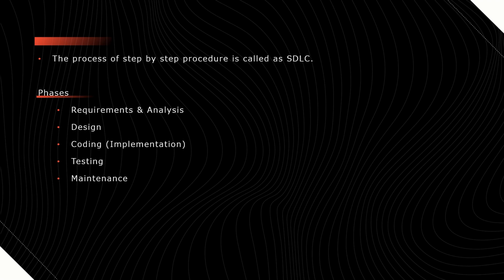In this, we have the following important phases, where each phase performs well-defined tasks. Those are requirements and analysis, design, coding or the implementation phase, testing, and then maintenance. We will discuss all these phases by taking an example.